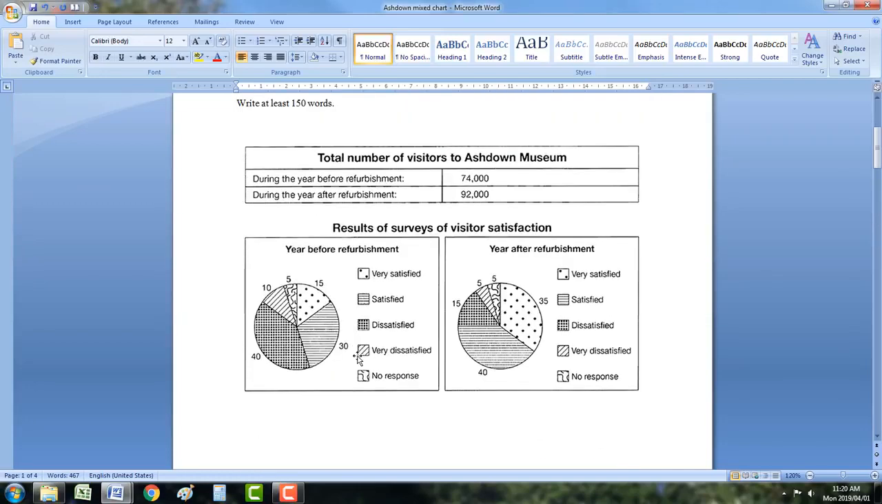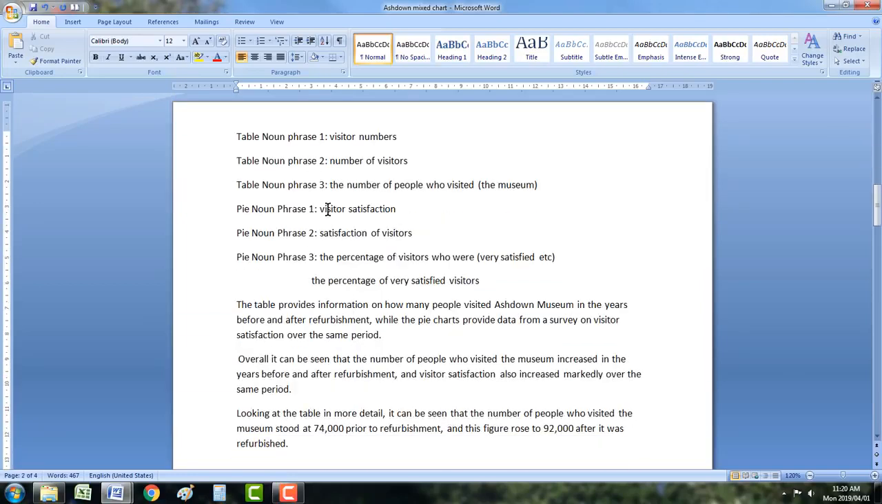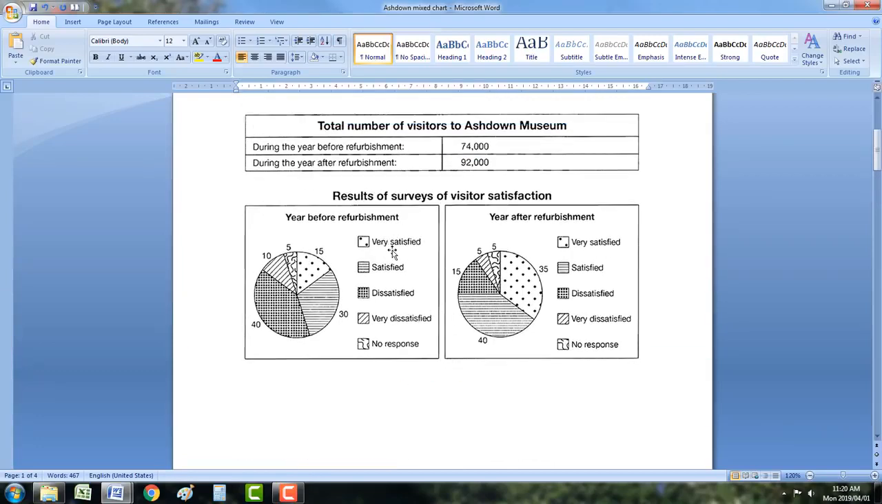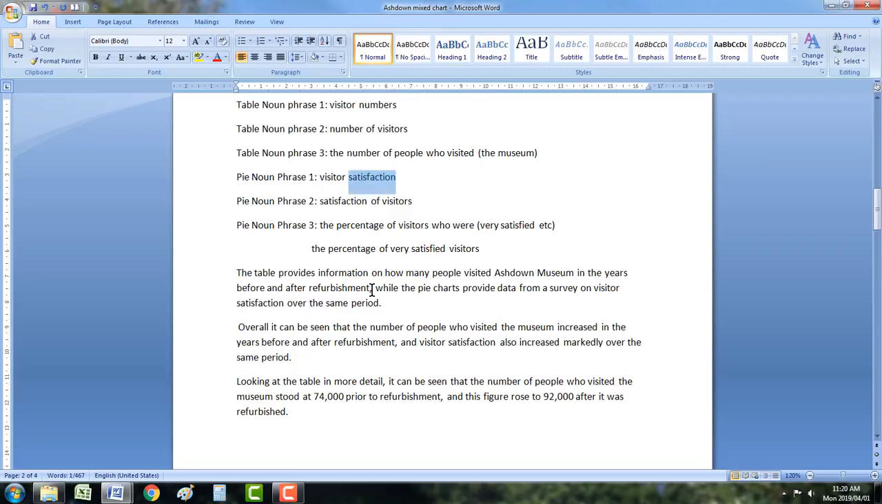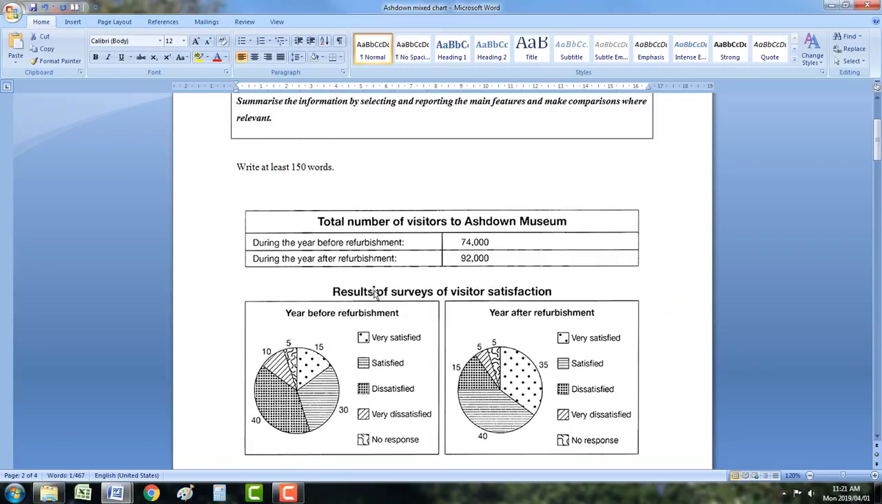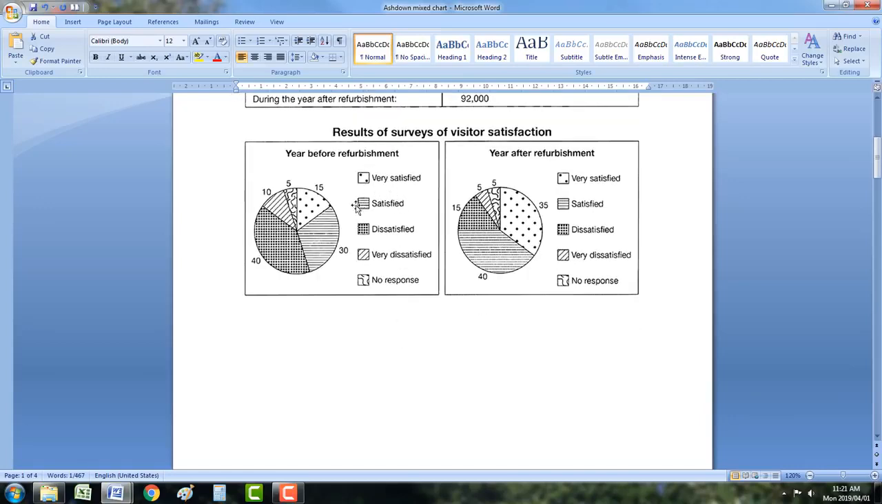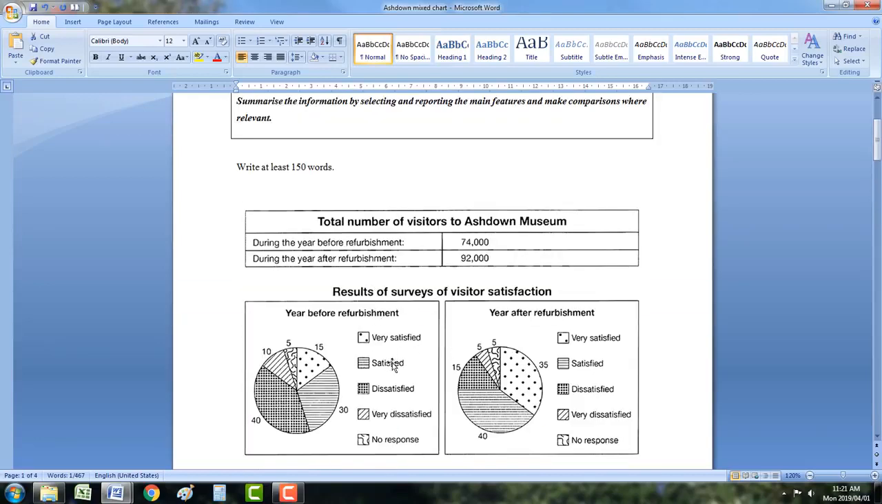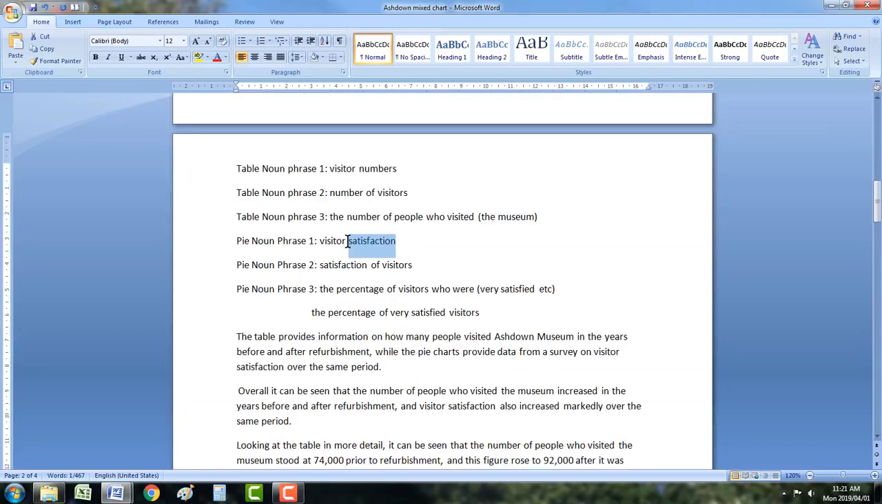Now we're onto the pie chart, and as I mentioned, we're going to have problems with a couple of these noun phrases. This one is fine, the percentage of visitors who were very satisfied. But the problem is that they've used the noun phrase in the actual category, and they've changed it to an adjective, and they've used the word very. The word very is important because it makes the difference between the categories. So we can't say, for example, visitor very satisfaction or very satisfaction of visitors.